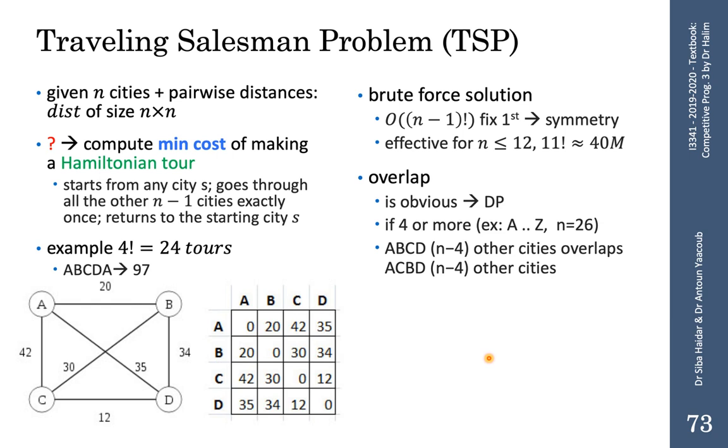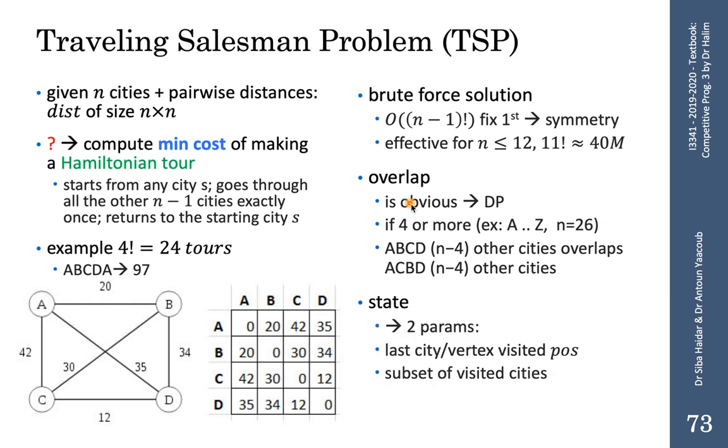Overlapping is obvious, and we will think of dynamic programming. How to formulate the state? In addition to the current city we are visiting, from which we want to know how to minimize the cost of the Hamiltonian tour to continue, we need another parameter, which is the visited cities. We need an indicator of which cities are already visited and which are yet to be visited.